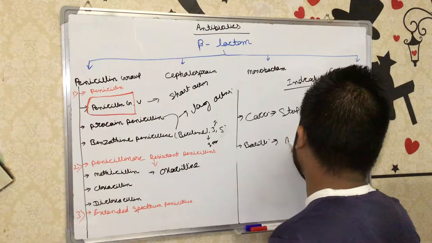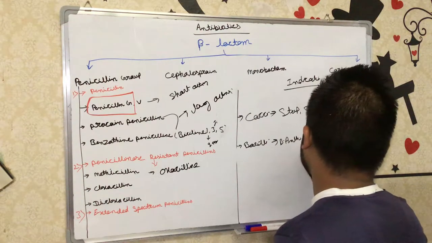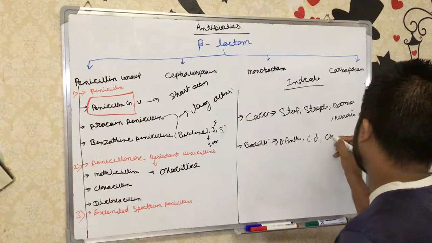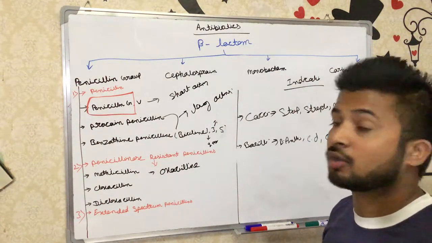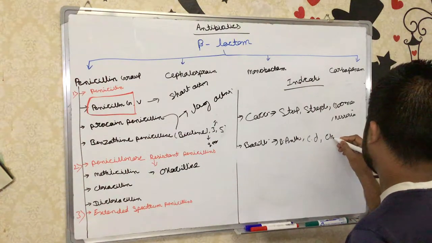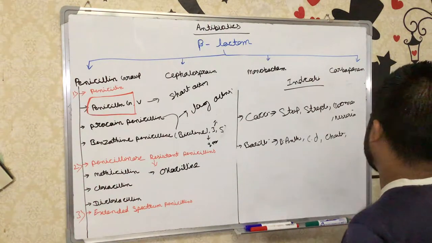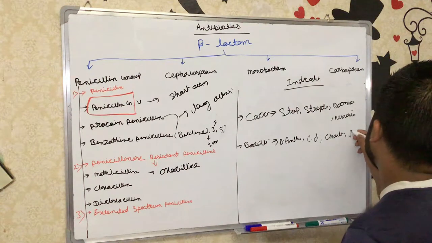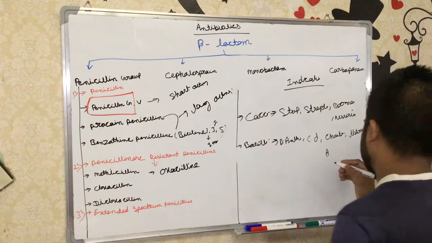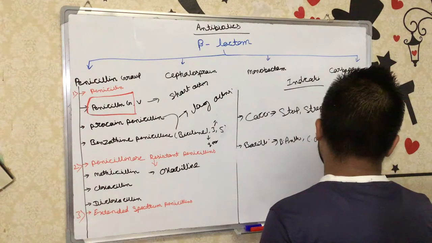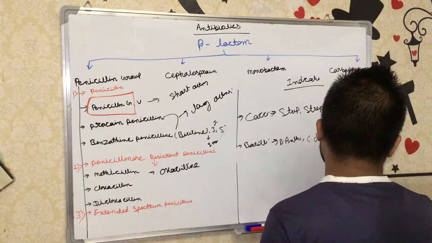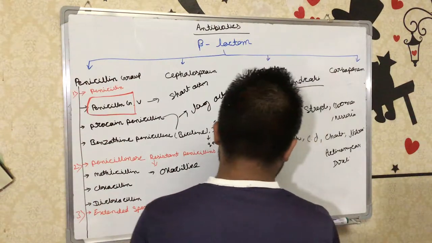Then bacilli such as Bacillus anthracis, then Corynebacterium diphtheriae. After that, we can suspect the whole Clostridium group: Clostridium tetani, Clostridium botulinum, and Clostridium gas gangrene, perfringens. After that, Listeria. Then Actinomyces israelii, that is again a bacteria name. Actinomyces, don't be confused with the mycin, that is a fungus, it's a bacteria. And the next one is the spirochete.